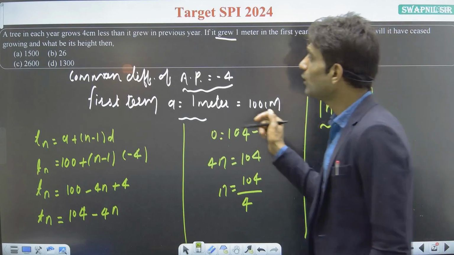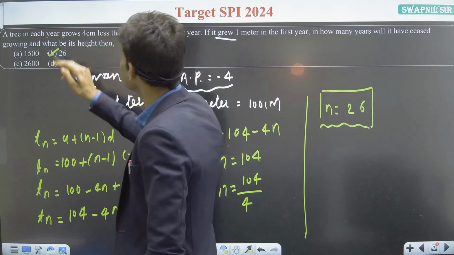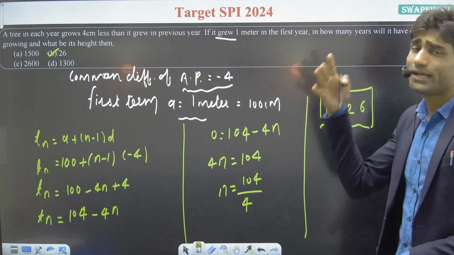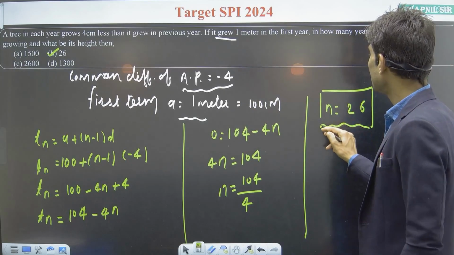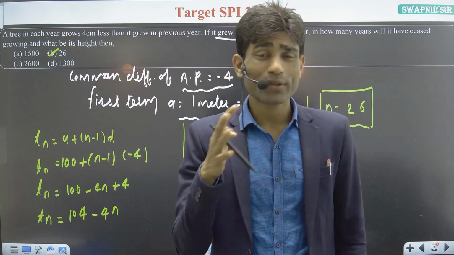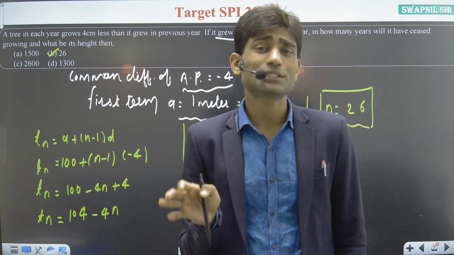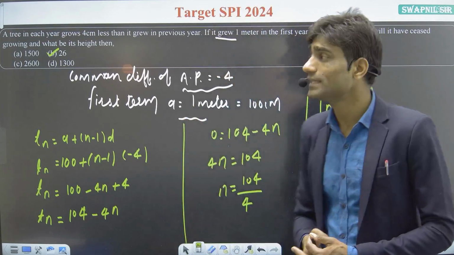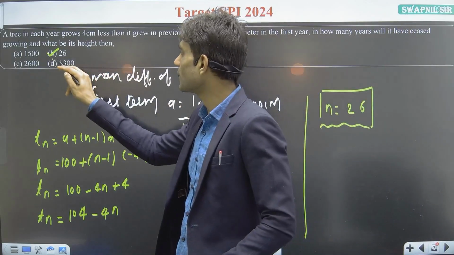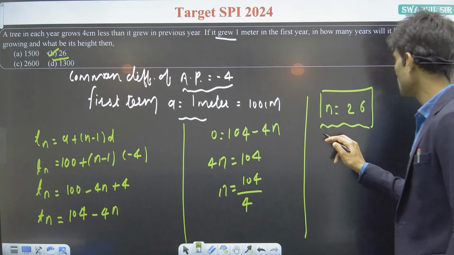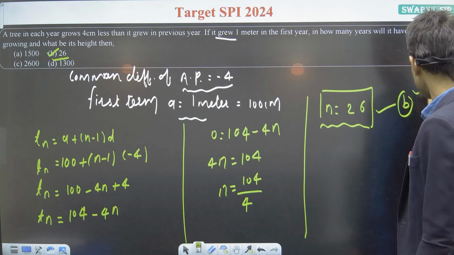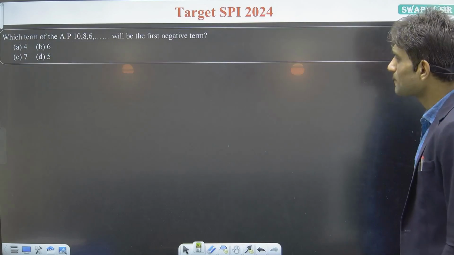That means after 26 years, the growing of that tree completely stops or ceases. So that is the answer given in our option B here. I hope you all have understood this solution. Nothing is difficult here. Let's move to the next question.